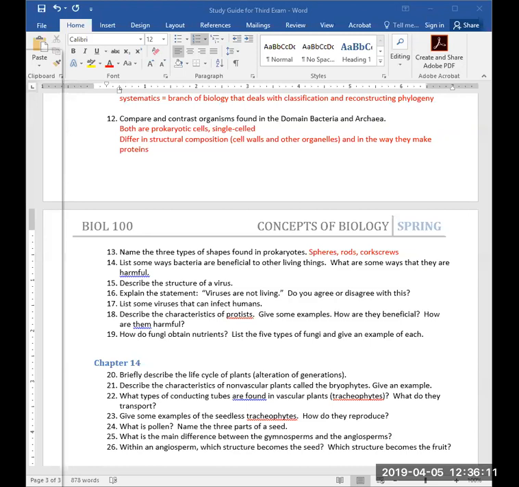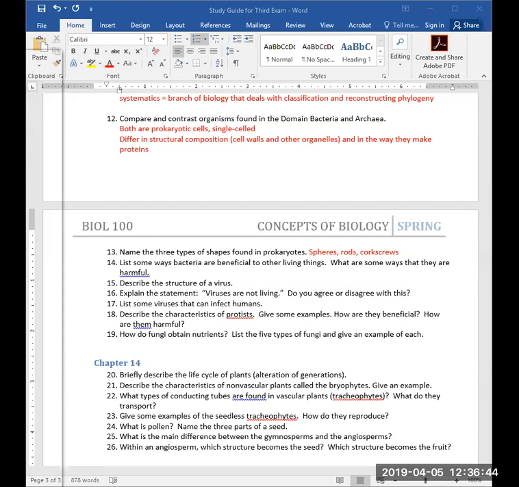So that's the question: are viruses living? The statement says viruses are not living. Do you agree or disagree? If you think they are not living and you agree with that statement, one of the reasons is that it needs a host to reproduce. It can't reproduce on its own. And if you don't agree with it and you think they are living, well, they have genetic material. So does that make something living?